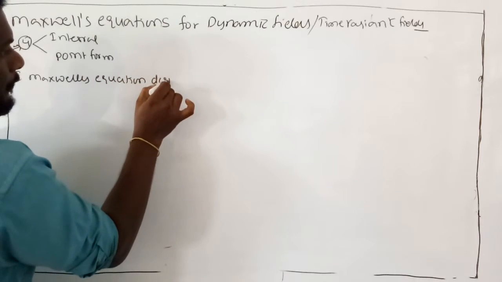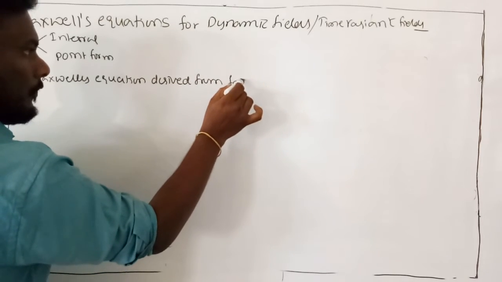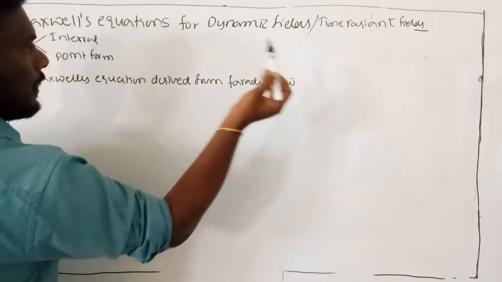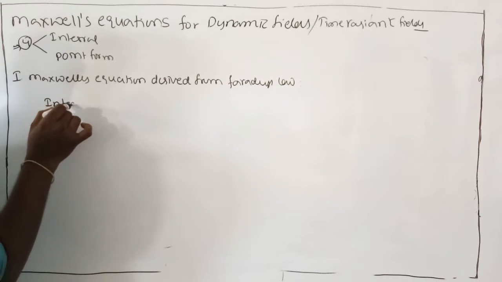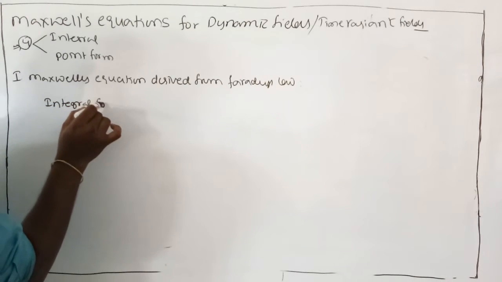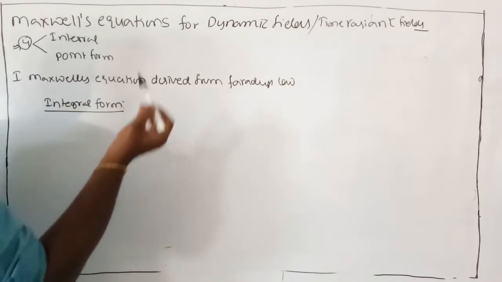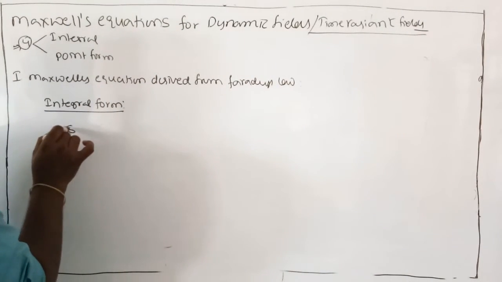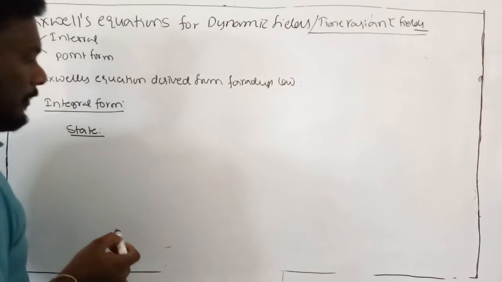Maxwell's equation derived from Faraday's law. Okay? So in integral form, first of all I am writing the expression for Maxwell's equation derived from Faraday's law in integral form. For which fields? It is for time variant fields. Before that you should state Faraday's law. So what is meant by Faraday's law?